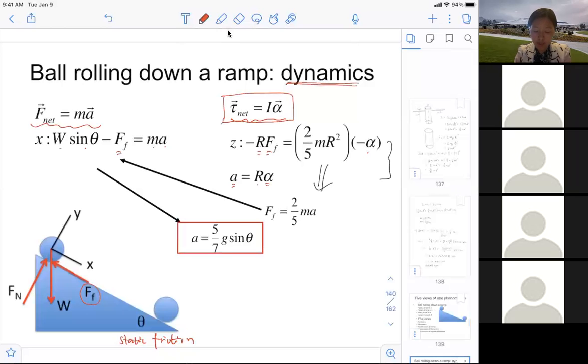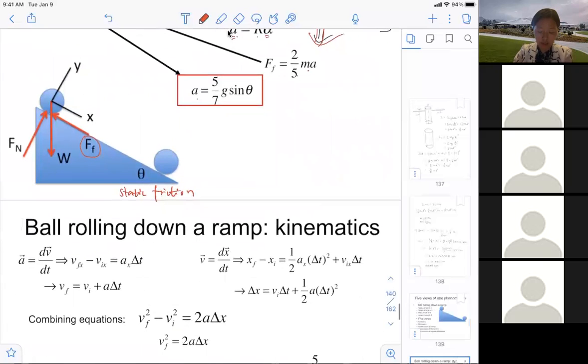So if I replace r times alpha with a, from this equation I get the frictional force is 2/5 ma, and combining that with my Newton's second law for translation, I found my acceleration. So this is the acceleration of the ball going down the ramp. If you take a dynamics approach, you get this.